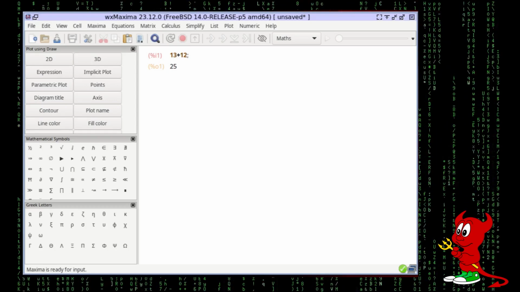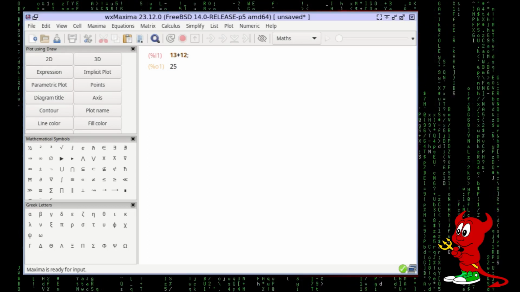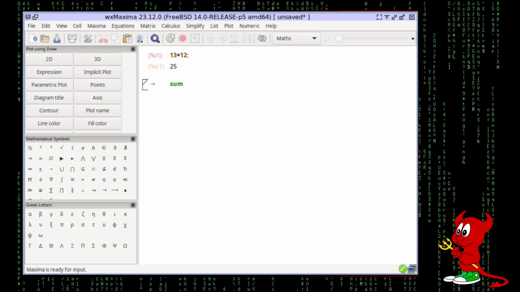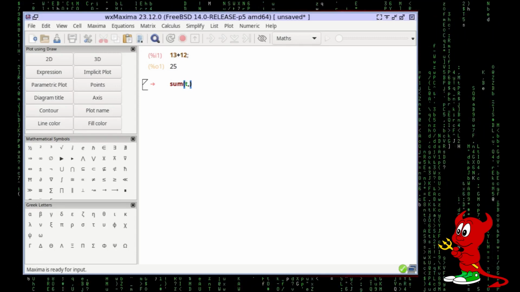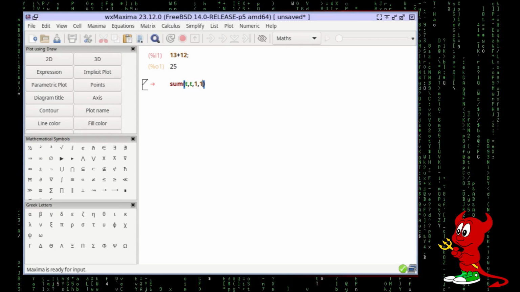But this software can do much more. Let's try to compute the sum, same as before, on t, with t running from 1 to 10.